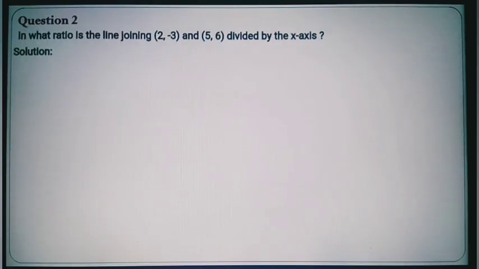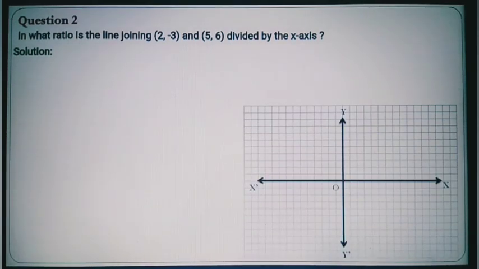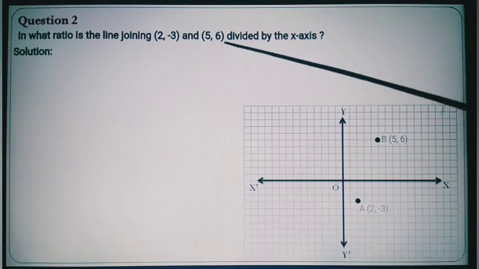Okay, let's go to the next question. In what ratio is the line joining 2, -3 and 5, 6 divided by the x-axis? To understand this question, we will take a graph sheet. Let me plot 2, -3. So 2, -3 lies somewhere over there. Similarly, we have 5, 6 lying somewhere over there. Now I'm calling this point A and this point B.